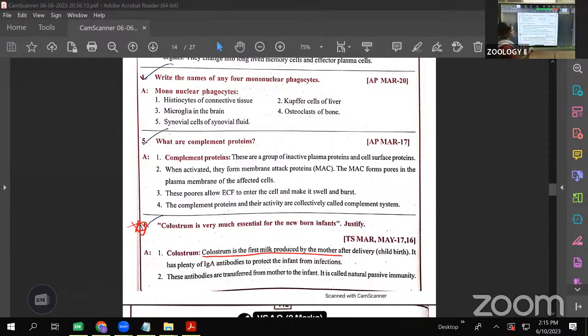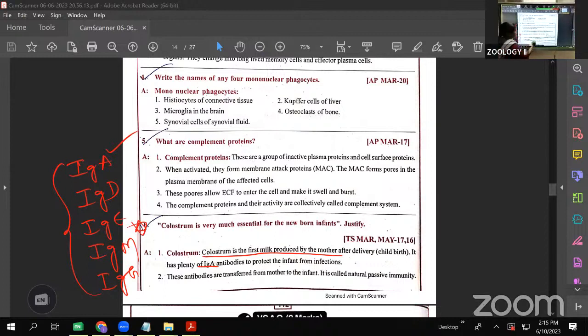Next, the colostrum is the first milk produced by the mother after delivery. It mainly contains antibodies. There are five types of antibodies: IgA, IgD, IgE, IgM, and IgG. Colostrum contains the IgA type of antibodies.